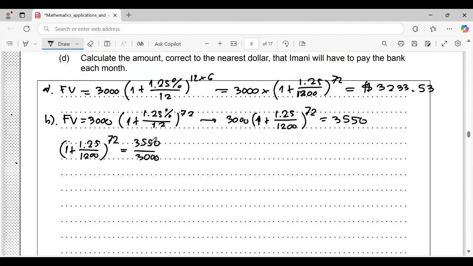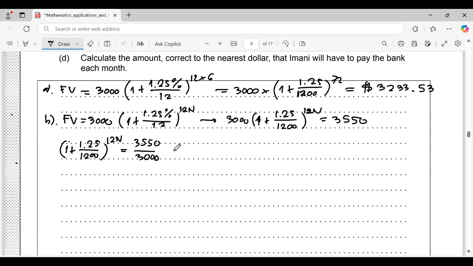Okay, sorry, we are going to find n. It means this is 12n, not 72. Okay, sorry. We are going to find n, the duration. So 12n. 12n here. Right.